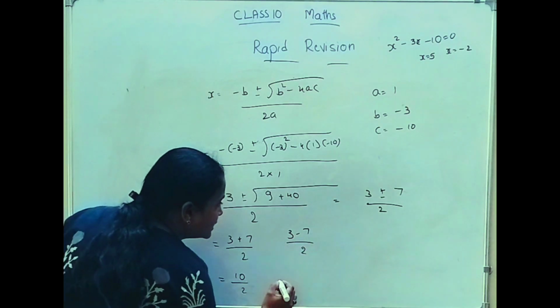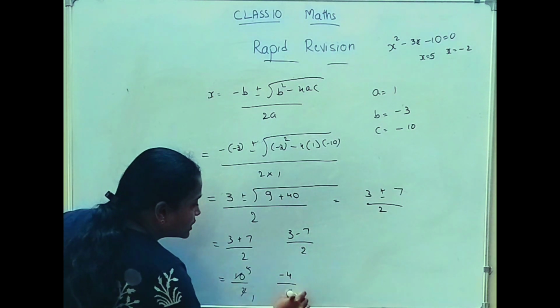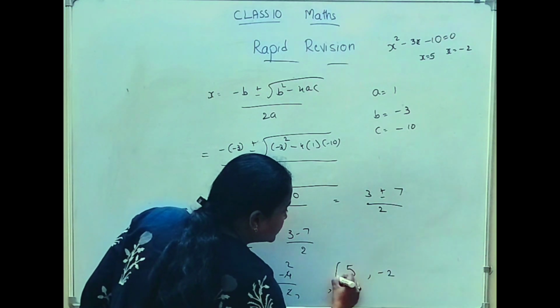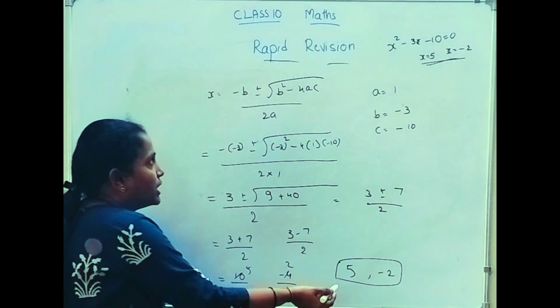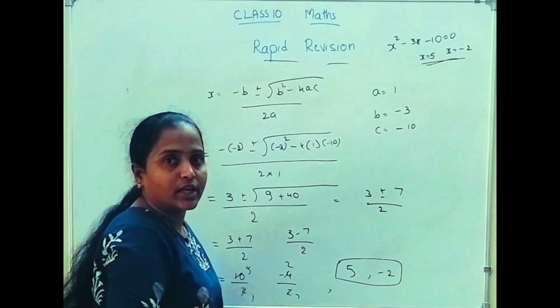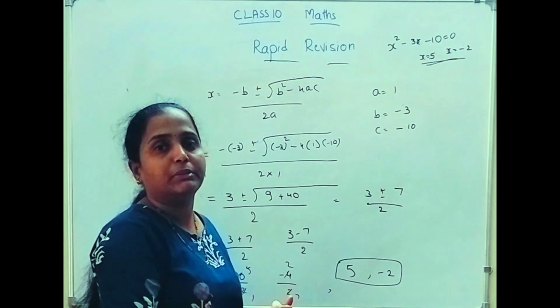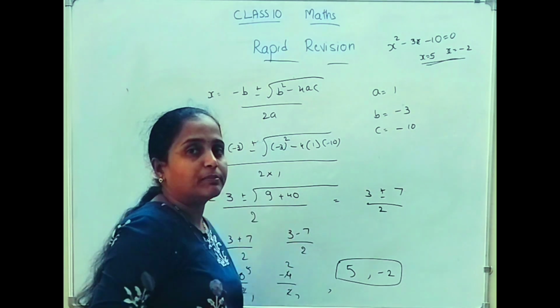3 plus 7 is 10, so 10 by 2. 3 minus 7 is minus 4, so minus 4 by 2. So 2 fives are 10, and 2 twos are 4. What we got is 5 and minus 2. The same thing we arrived at using the factorization method, we have arrived at using the quadratic formula as well. So if you know one method, you can check with the other method whether you're getting the same answer. If both methods give the same answer, then your answers are correct.